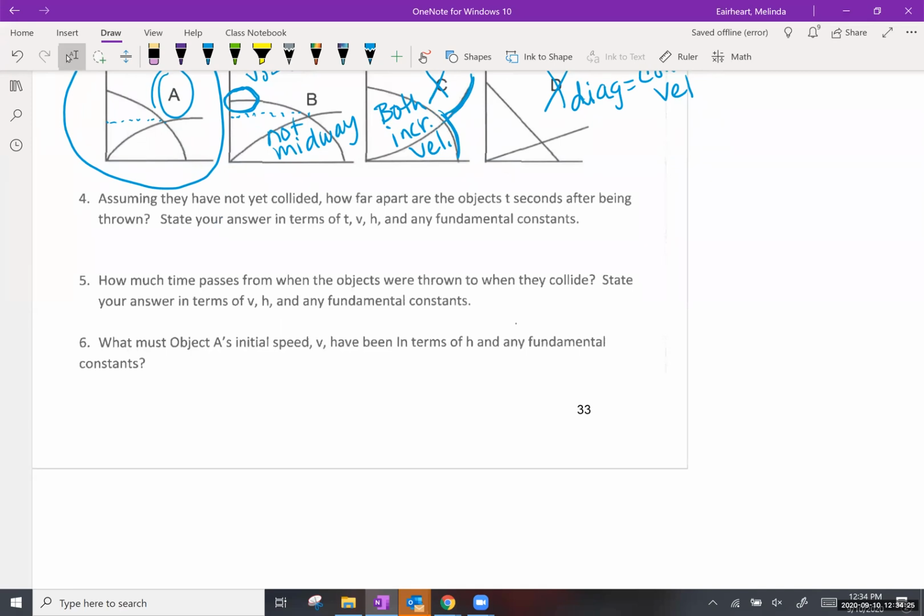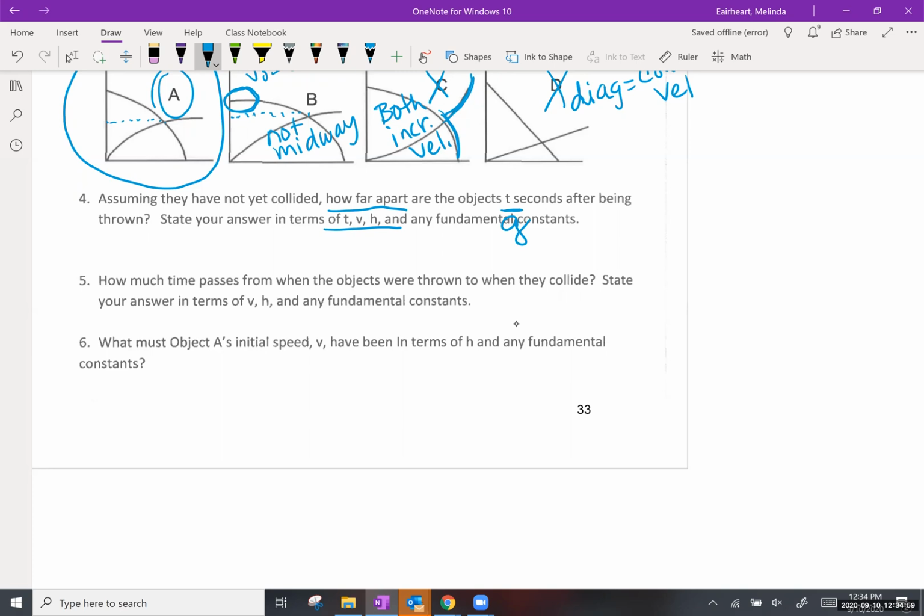Assuming the two objects have not yet collided, so we're going to pause midair. How far apart are the objects sometime after being thrown? State your answer in terms of T, V, H, and a fundamental constant. What kind of constant are we dealing with in free fall? Gravity. So they're saying you can have G.